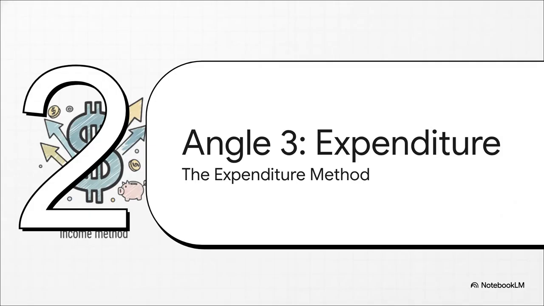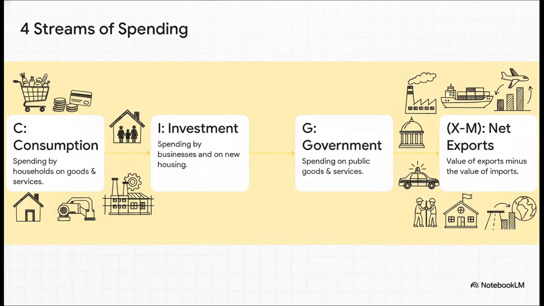And that brings us to the third and final side of our coin, the expenditure method. It makes sense, right? If all that production creates income, then that income gets used for spending. So another way to measure the economy is just to track where all the money goes. This approach breaks all spending down into 4 main buckets.